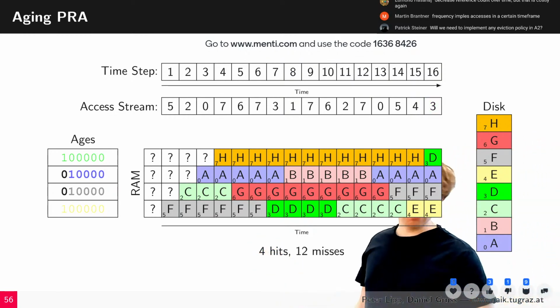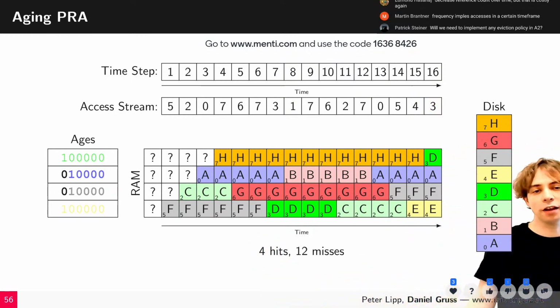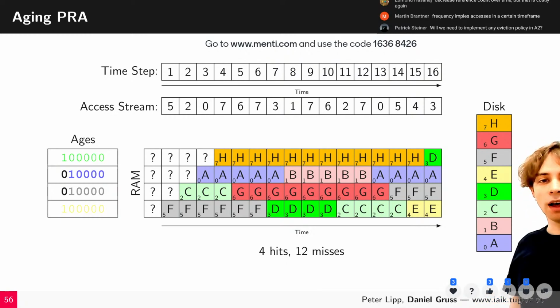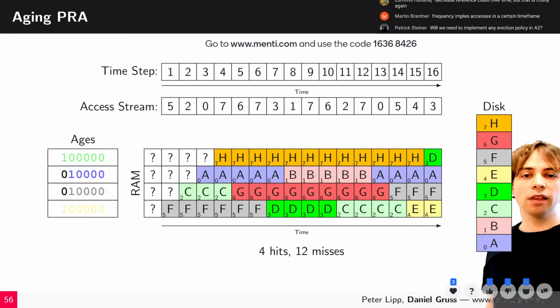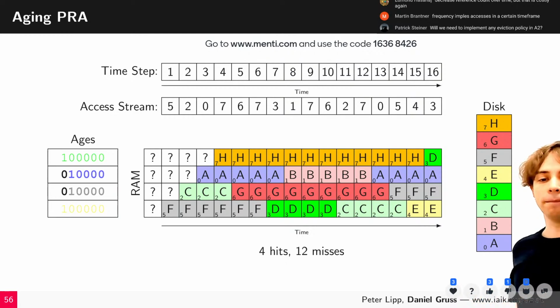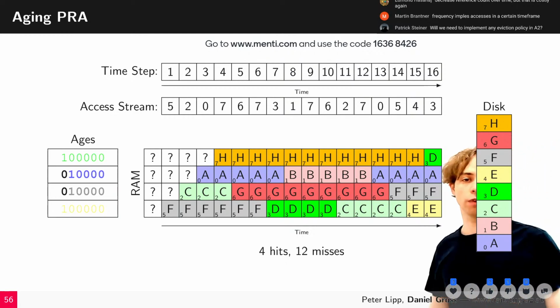4 hits, 12 misses, so it performs similar to the other algorithms on this small example, but it's used widely in practice as the performance is quite nice over larger numbers.